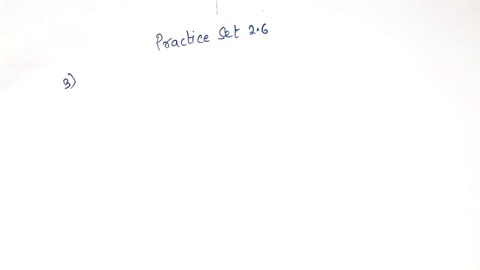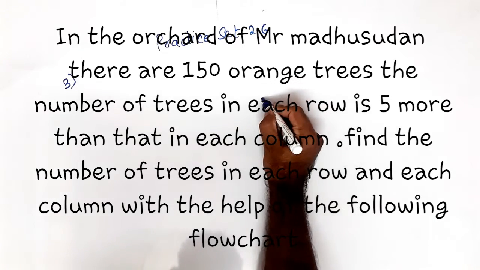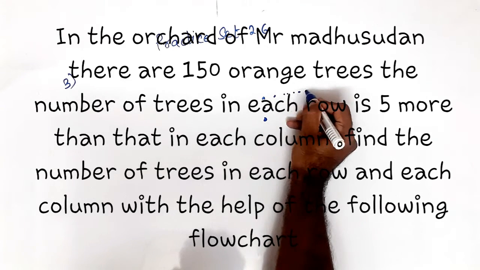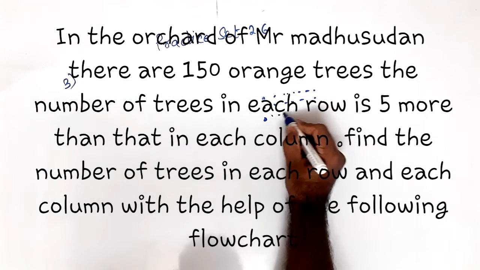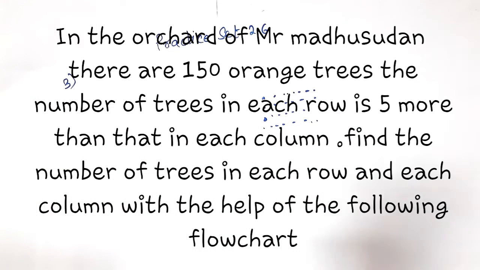Question number 3 says that in an orchard of Mr. Madhusudan, there are 150 orange trees. The number of trees in each row is 5 more than that in each column. Maybe the planting can be like this. So the number of trees in a row is 5 more than that in each column.